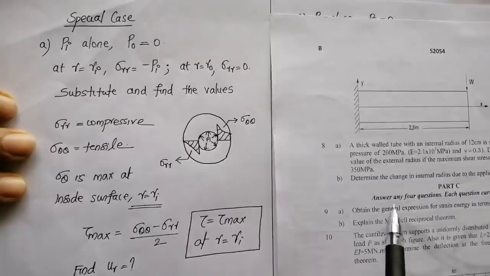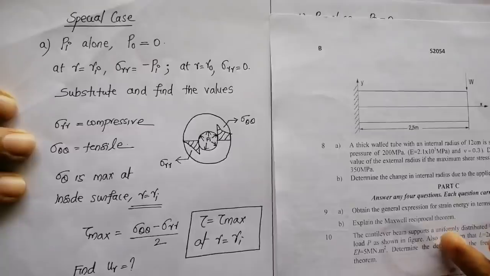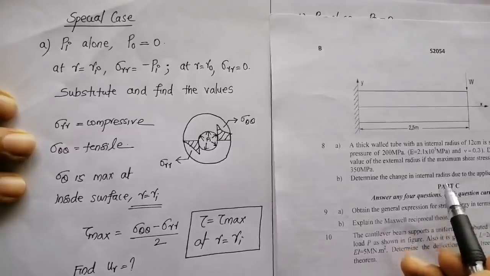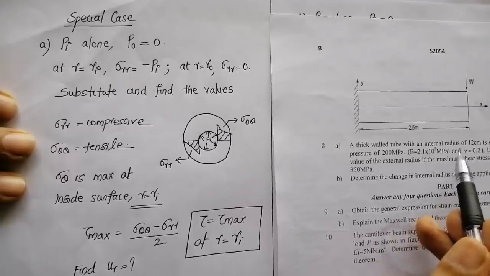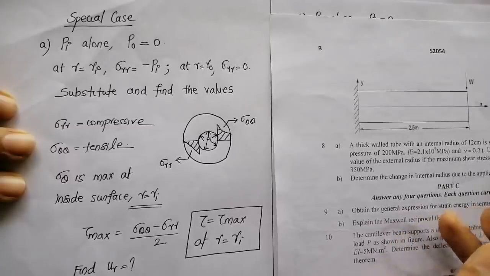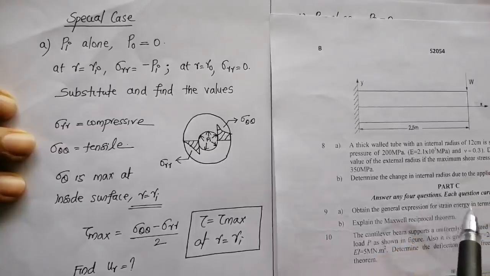Now the second part: determine the change in internal radius due to applied pressure. We have a ready-made formula for finding the radial displacement UR, which I have already discussed. The internal radius change is at R equal to Ri because the pressure is acting at the inner surface. So you have to put the condition R equal to Ri in that particular problem.